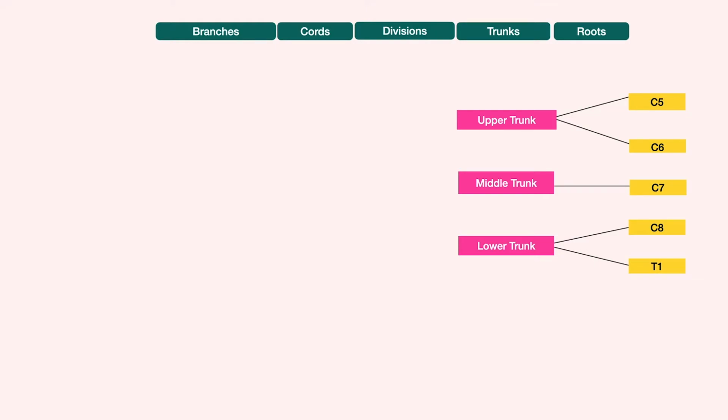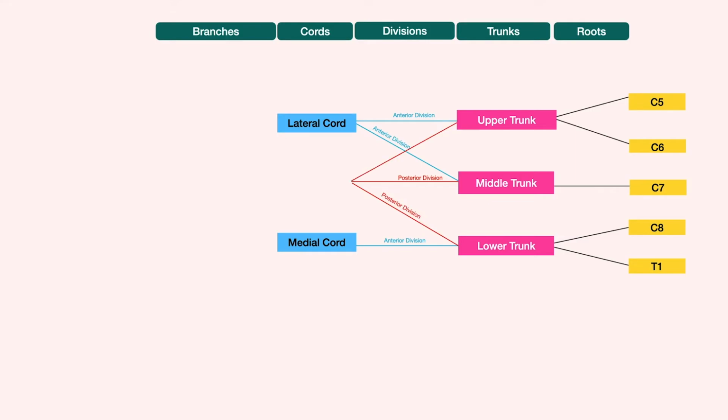Now each trunk gives two divisions, an anterior and a posterior. The anterior division from the upper trunk and the anterior division from the middle trunk join together and give us the lateral cord. Then we have the anterior division from the lower trunk forming the medial cord. Now we have the posterior divisions coming from each trunk which join together and form the posterior cord. And these cords are named based on their relations to the axillary artery.